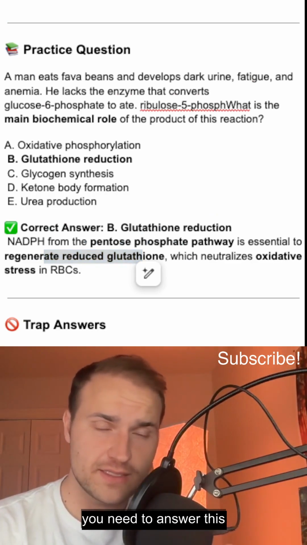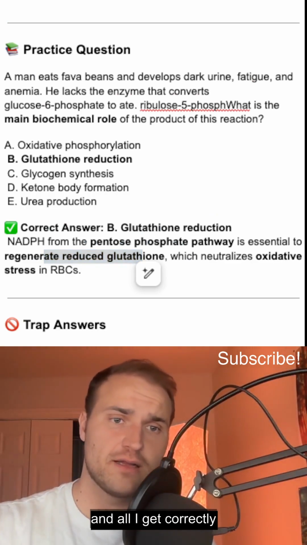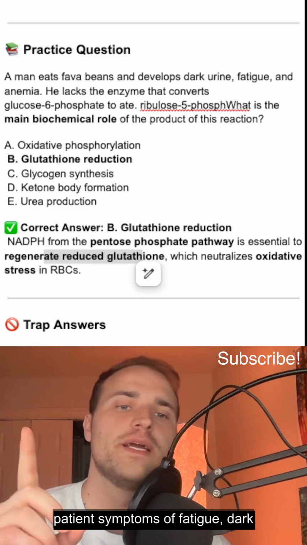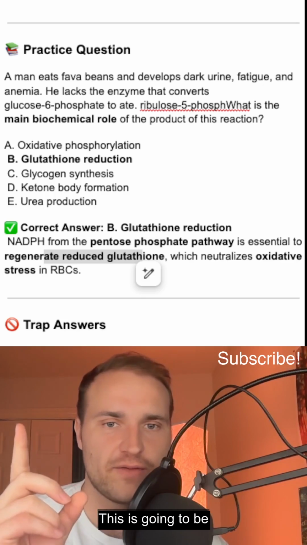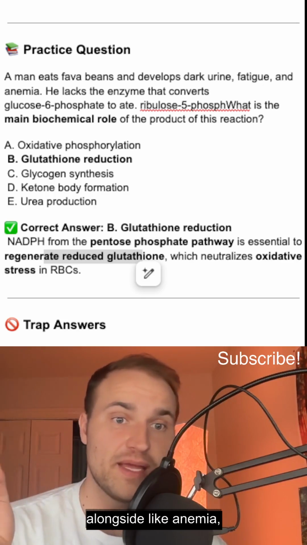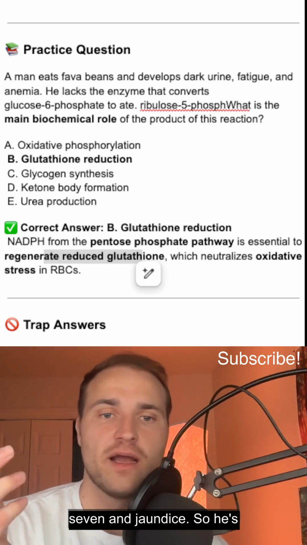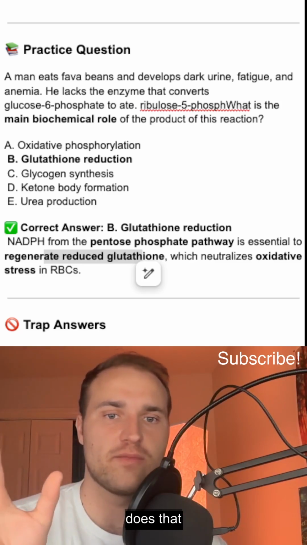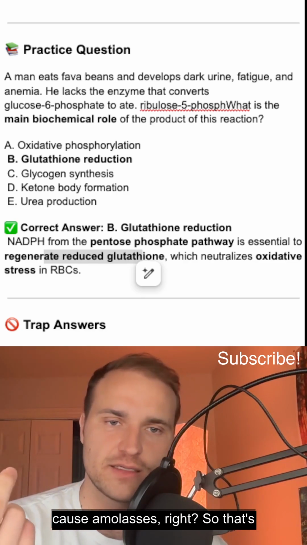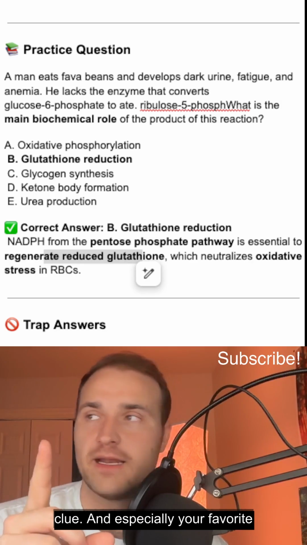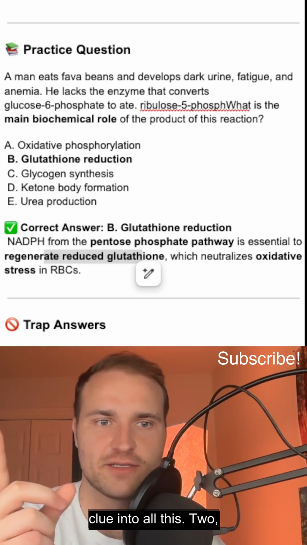So the 3 steps that you need to answer this question and all like it correctly in the future. 1, the patient's symptoms of fatigue, dark urine, back pain. That's what we should be looking at, right? This is going to be alongside anemia, so like hemoglobin of like 7, and jaundice. So he's got all these problems. What does that suggest? Hemolytic anemia. Okay, so G6PD is known to cause hemolysis, right? So that's our first clue. And especially your fava beans, right? That's a huge clue into all this.